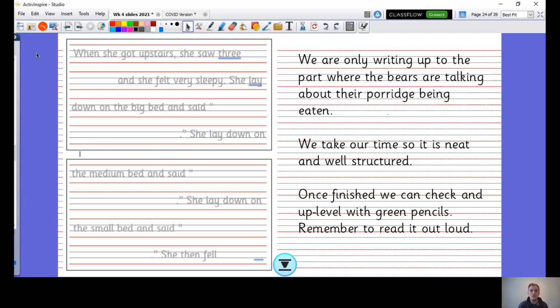When she got upstairs, she saw 3. You may have changed it to something else, but I put beds, and she felt very sleepy. She lay down on the big bed and said, there's our lovely speech. She lay down on the medium bed and said. She lay down on the small bed and said.